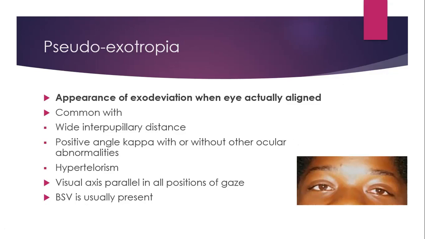It is common when there is wide interpupillary distance, positive angle kappa with or without other ocular abnormalities, or hypertelorism, where the eyes are widely placed. The visual axis is parallel in all positions of gaze, and BSV is usually present.